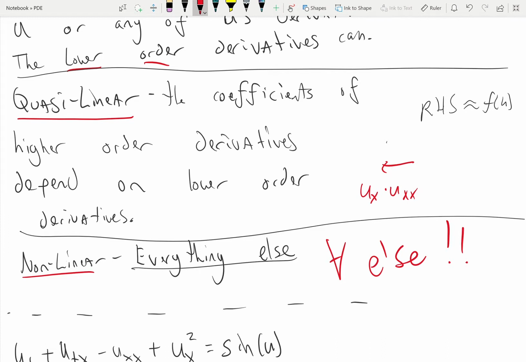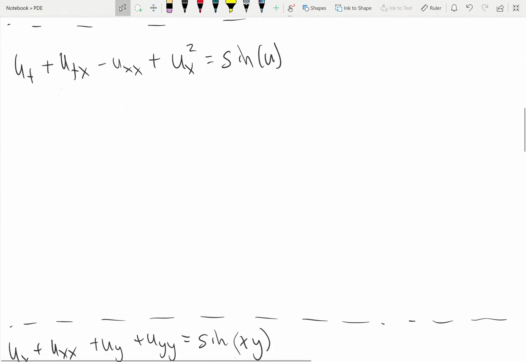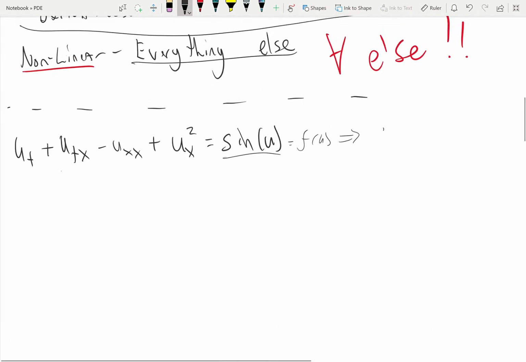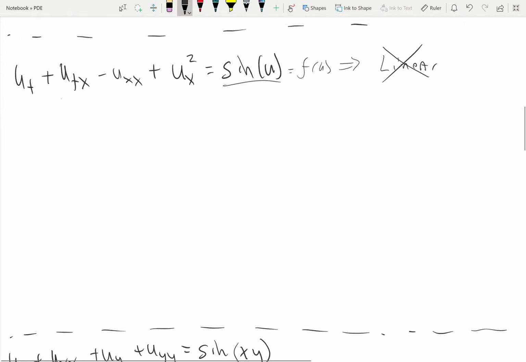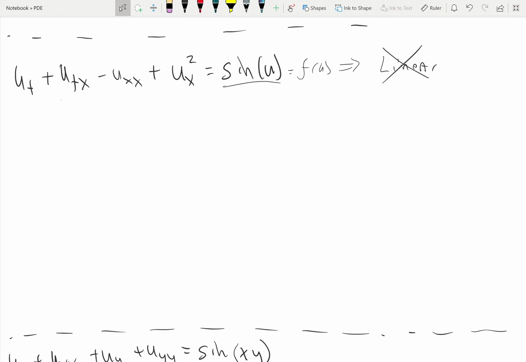So let's take a look at our first example. Our first example is u_t plus u_tx minus u_xx plus u_x squared equals sine of u. So now we know that the right-hand side is a function of u. Thus, this implies that the function is not linear. It is not linear.